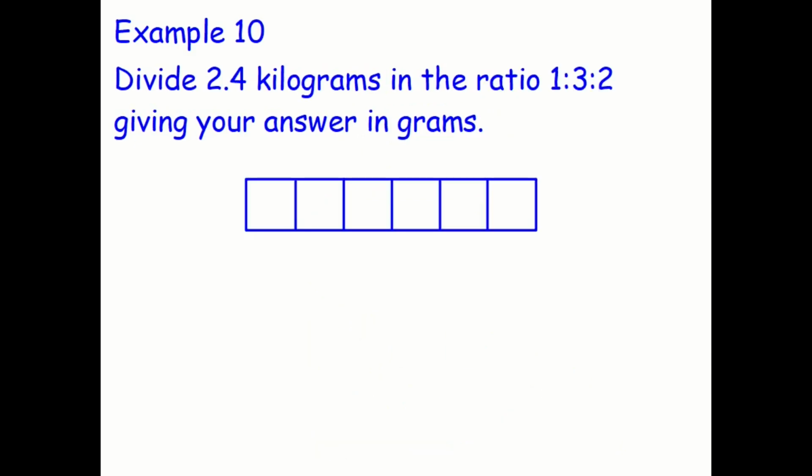Example 10, divide 2.4 kilograms in the ratio 1 to 3 to 2. So again, add together your ratios. You get 6, hence the 6 boxes on the screen. And I'm dividing 2.4 6 ways. Well, 24 divided by 6 is 4. So 2.4 divided by 6 is 0.4. So each box is 0.4.